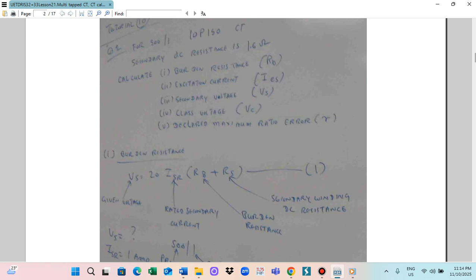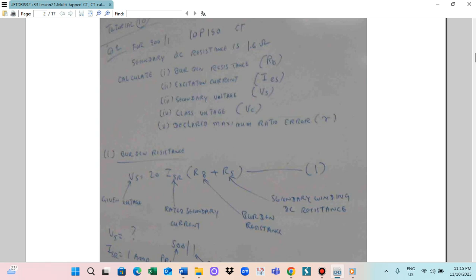For example, you see the CT here, 10P, 150, and 15. So this kind of CT. 10P, 150, and 15. So this 10 is what we call the composite error. This is the secondary reference voltage 150, and this K is the rated accuracy limit factor. By this you can know the K and the composite error.